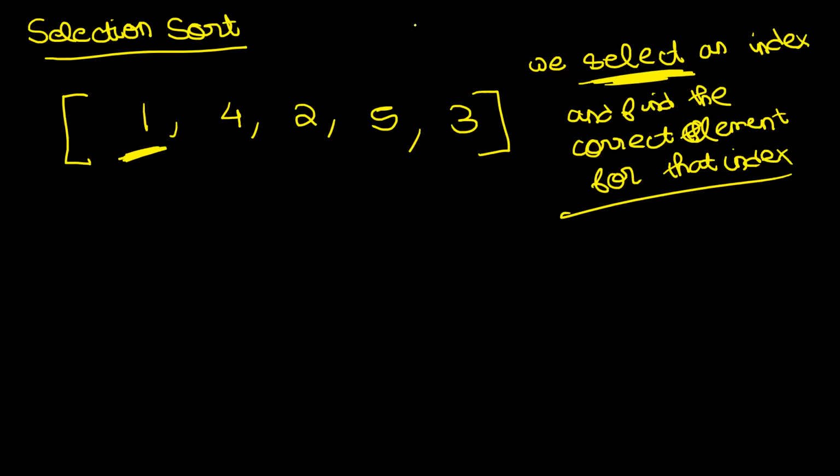Now, do you guys agree that the correct element that will be coming at index number 0 is the smallest element in this entire space? Yes. So I have selected this index, and what is the correct element for this index? The smallest element in this entire array. I'm just telling the basic intuition first.